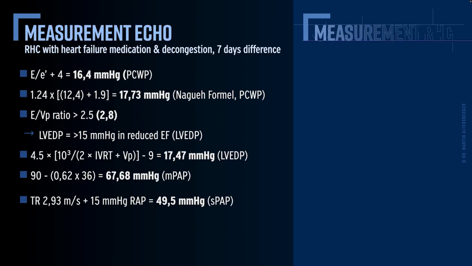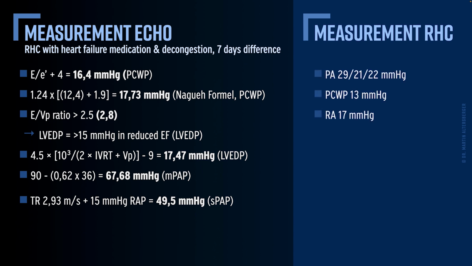Now let's go to the actual measurements we made in the right heart catheter. There's a 7 day difference, I have to admit, so the right heart catheter was done 7 days later. When we look at our formulas for the pulmonary capillary wedge pressure, we can see that in the right heart catheter measurement it is not that far off from what we measured. So with heart failure therapy and decongestion, the PCWP measurements are relatively similar. When we look at the pulmonary artery, the mean pressure we calculated was definitely way too high.